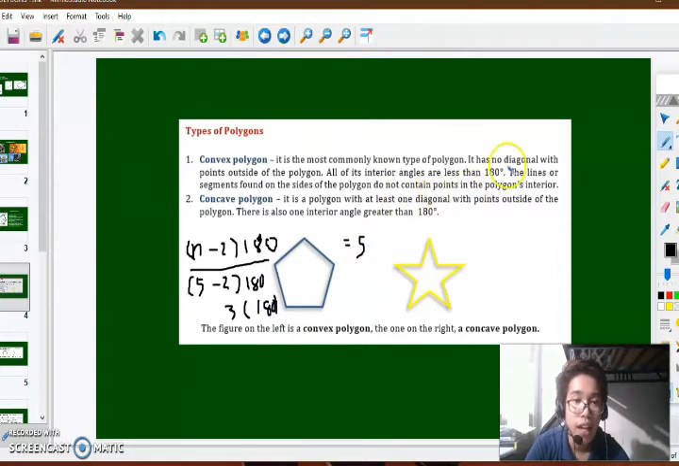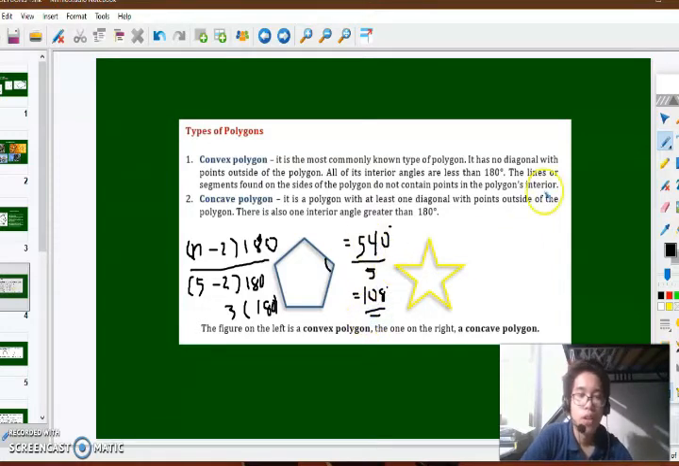But it's written here that all of its interior angles are less than 180 degrees. Given that the total angle measurement of this polygon is 540 degrees and it has 5 sides, we can divide that by 5 to get the measurement of each of its interior angles. The measurement of each interior angle is 108 degrees, and that is less than 180 degrees. And the lines or segments found in the sides of the polygon do not contain points in the polygon's interior. Which means that the sides here of the pentagon, let's say this side AB, does not contain any point inside or in the interior of this polygon right here, the pentagon.